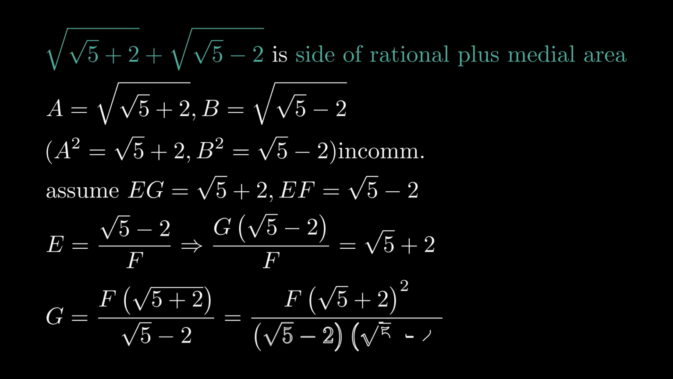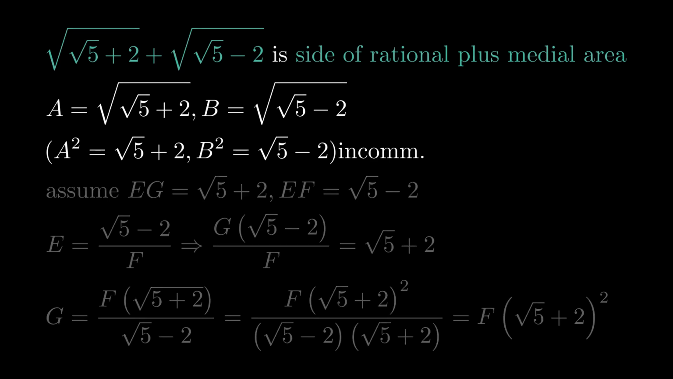Therefore, G is equal to F times (root 5 plus 2) over (root 5 minus 2), which is equal to F times (root 5 plus 2) squared over (root 5 minus 2) times (root 5 plus 2), which is equal to F times (root 5 plus 2) squared, which is always irrational, so a squared and b squared are incommensurable.